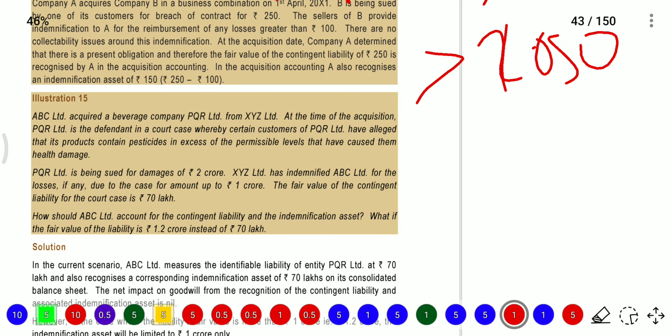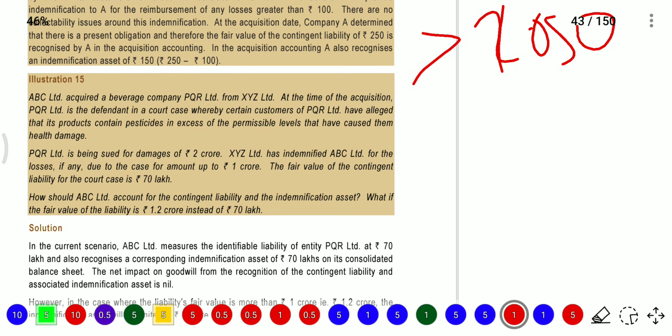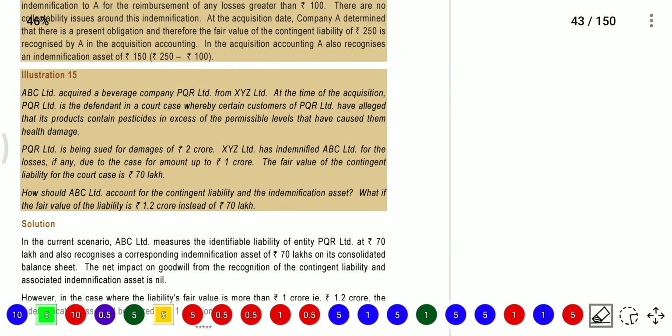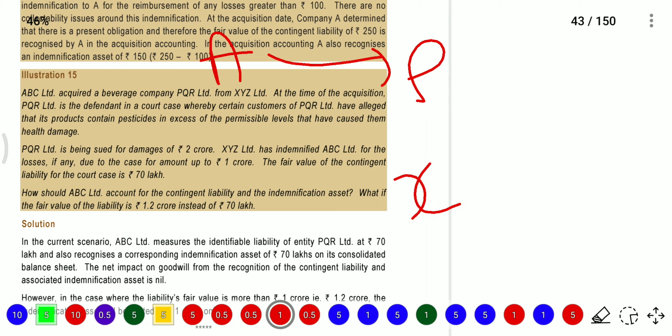And illustration 15. Here in illustration 15 they provided one company, APG Limited, which acquired the beverage company of PQR Limited from XYZ company. So it has purchased from XYZ.